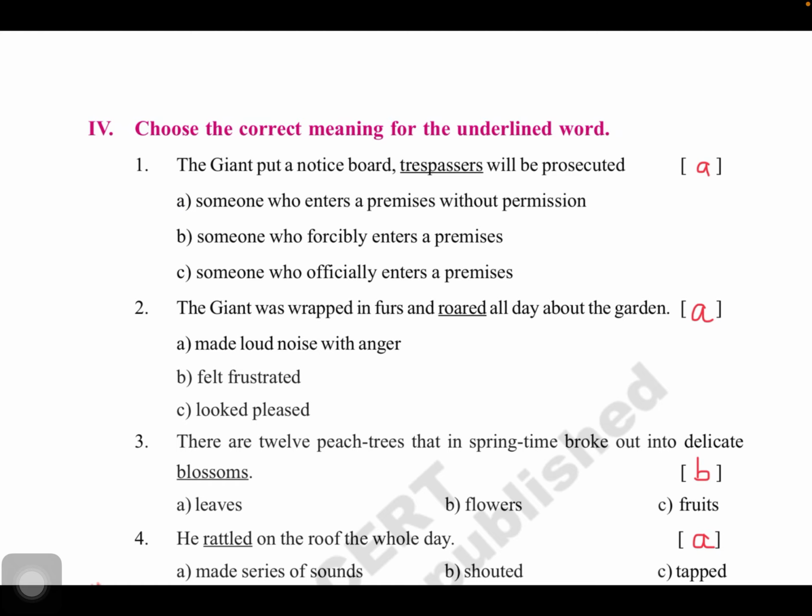Understood? So next one, there are 12 peach trees that in springtime broke out into delicate blossoms. So blossoms means flowers. Next one, he rattled on the roof the whole day. So what do you mean by rattle? Rattle means made a series of sounds. Okay, when something makes continuous sounds, then it is rattled.